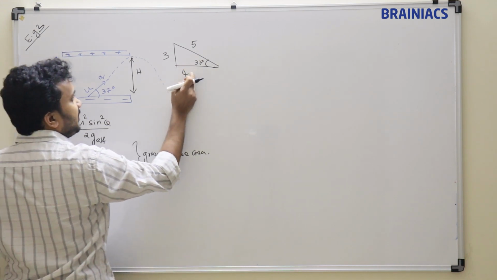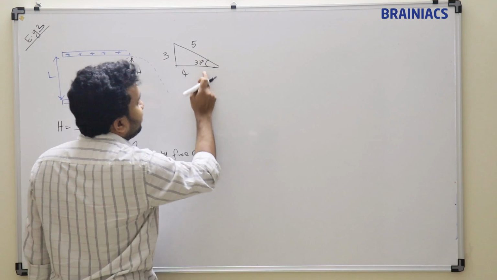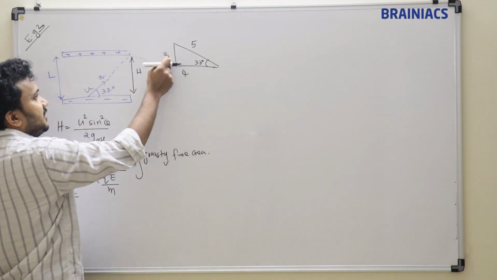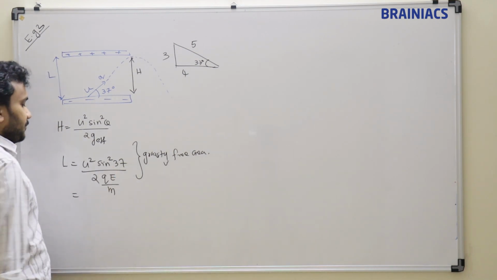So cos 37 means 4 by 5. Sin 37 means 3 by 5. Tan 37 means 3 by 4. So remember this triangle. This is what I normally do. So we'll substitute here.